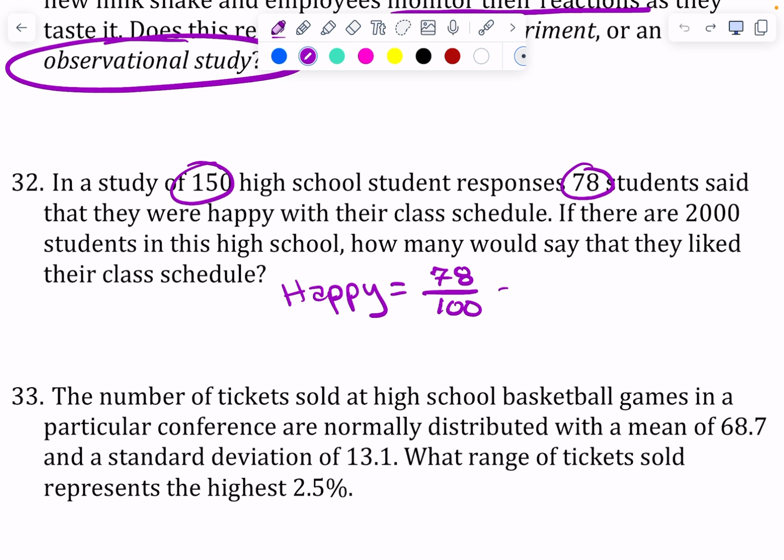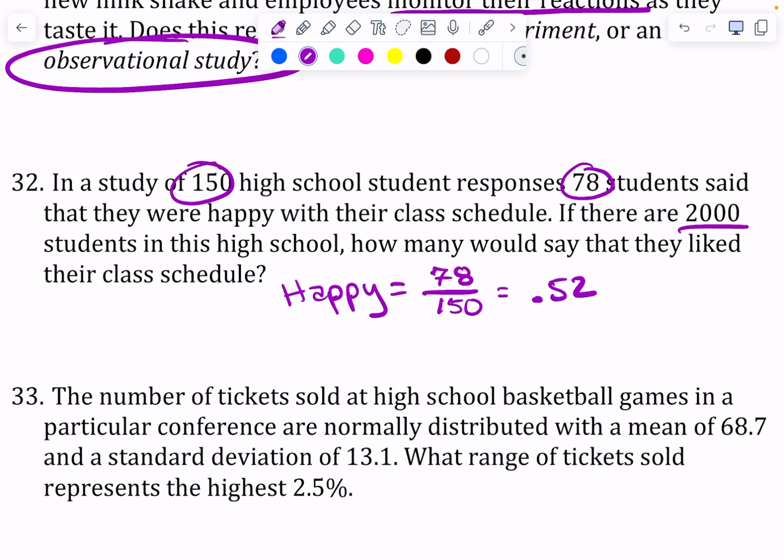Oh, 150. I'm sorry. Let's go back. Un momento, por favor. I was just seeing if you were paying attention. 78 out of 150 is how much? What percent? 52%. So 0.52 is what that comes out to be. I just divided, right? 78 divided by 150 is 0.52, 52%. Okay, hold on.